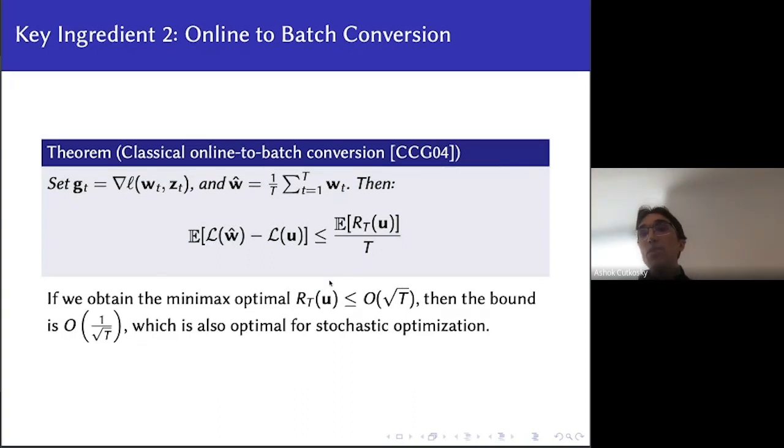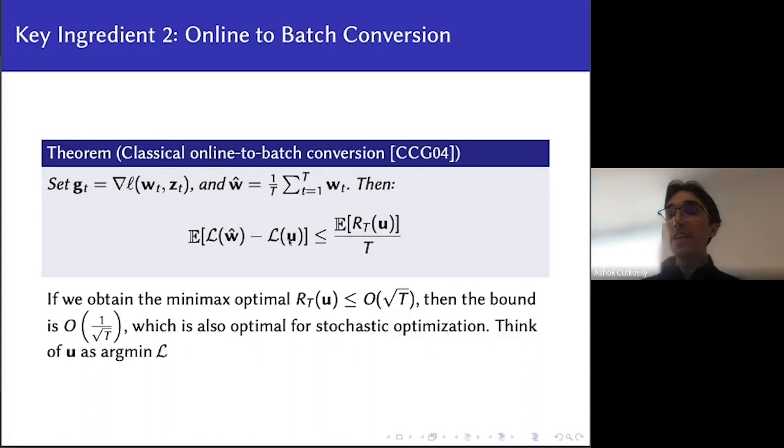So if you happen to obtain the root T regret bound that online gradient descent would obtain, then this result becomes order 1 on square root of T, which is, it turns out, also optimal for stochastic optimization. And I would like to point out here, in this type of result, in regular online learning, the U is some arbitrary comparator. It could be any point.